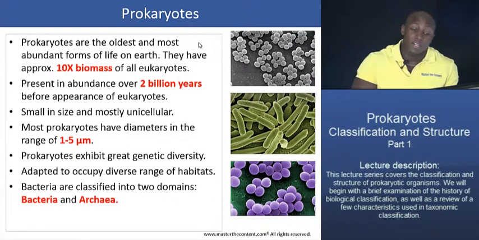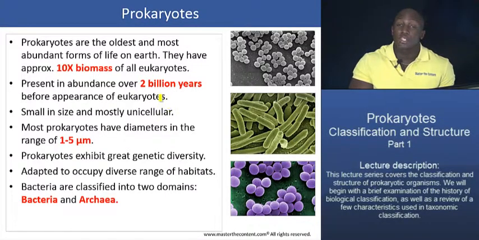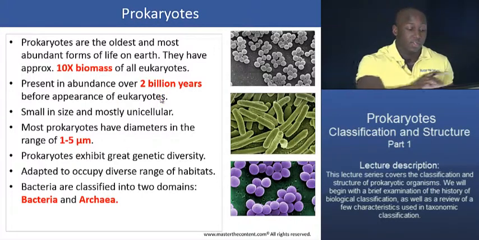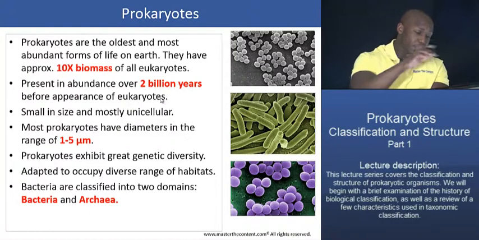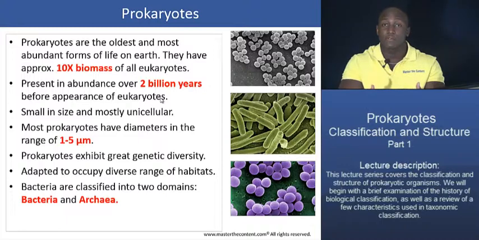Now, prokaryotes in general are very small cells. They're usually unicellular, with a diameter of about 1 to 5 micrometers. You can contrast that to eukaryotic cells, which have diameters of about 10 to 100 micrometers. Prokaryotes are also a very genetically diverse class of organisms. They grow and reproduce very fast, and they have extremely high rates of evolution as a consequence, so they exhibit a lot of genetic diversity.